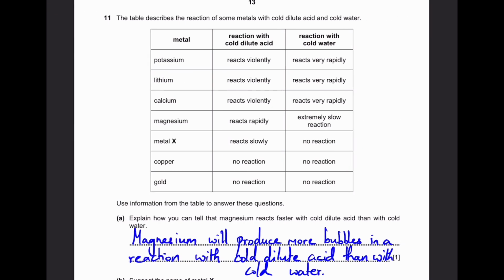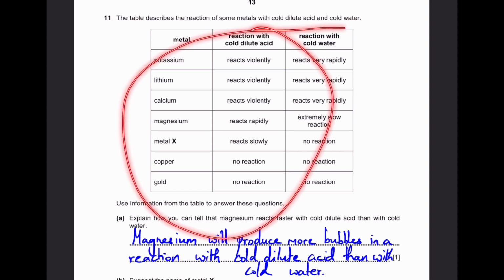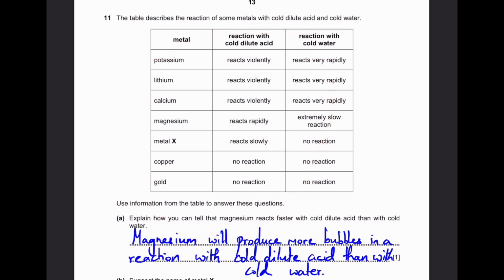The table describes the reaction of some metals with cold dilute acid and cold water. The table shows all of them. Use information from the table to answer these questions. A. Explain how you can tell that magnesium reacts faster with cold dilute acid than with cold water. So magnesium will produce more bubbles in a reaction with cold dilute acid than with cold water. That's how you can tell, because visually it's not easy to say unless you actually observe things which are happening inside the reaction. So magnesium will produce more bubbles, and that's how you can tell.